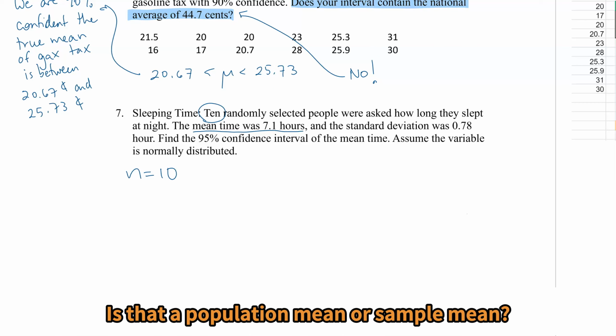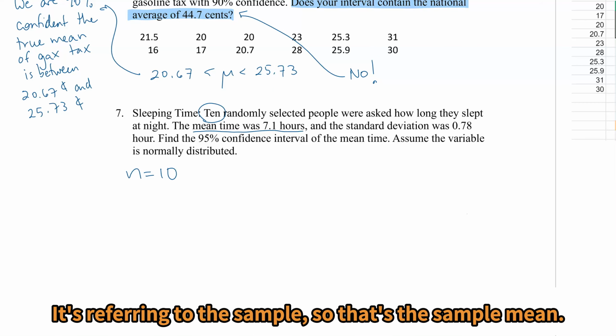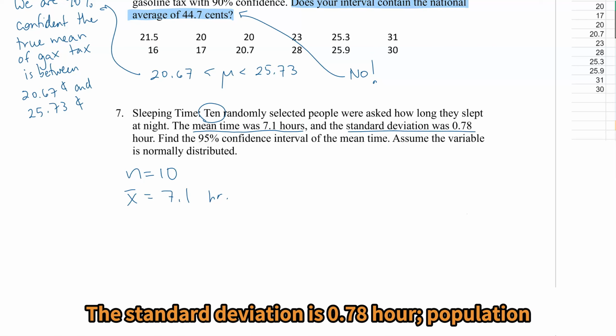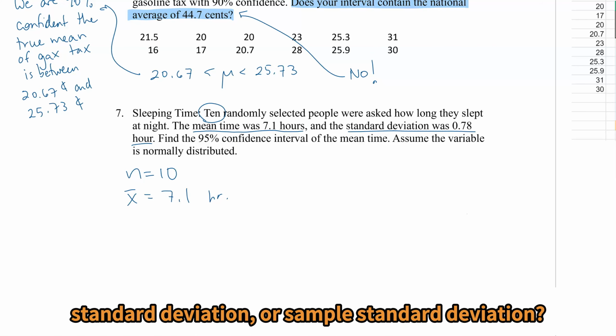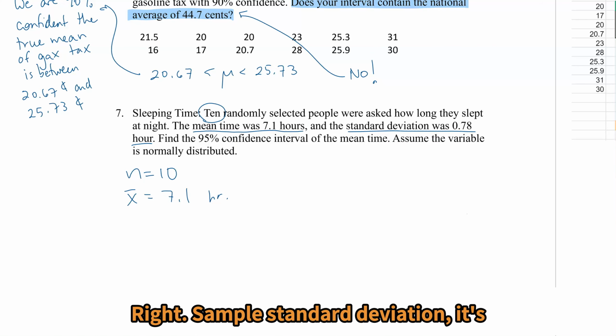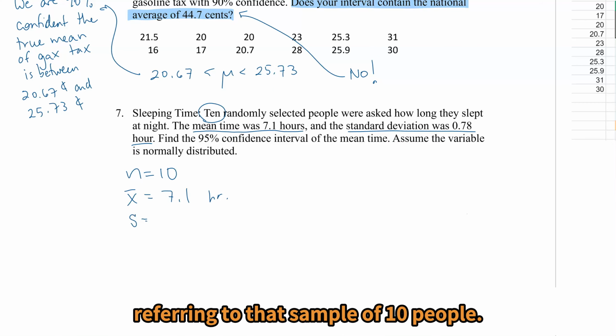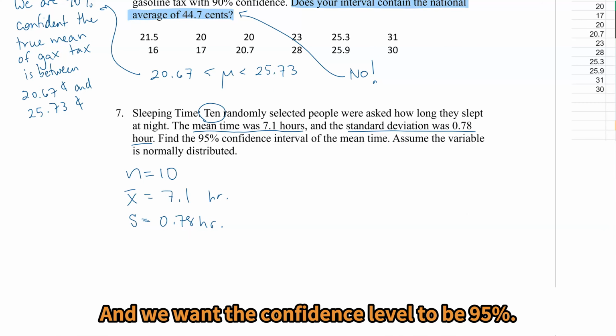The mean time was 7.1 hours. Is that a population mean or a sample mean? It's referring to the sample, so that's a sample mean. The standard deviation was 0.78 hour. Population standard deviation or sample standard deviation? Right, sample standard deviation. It's referring to that sample of 10 people. And we want the confidence level to be 95%.